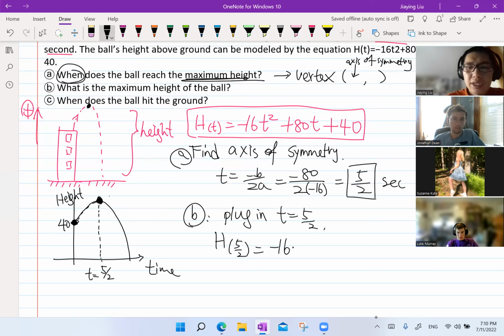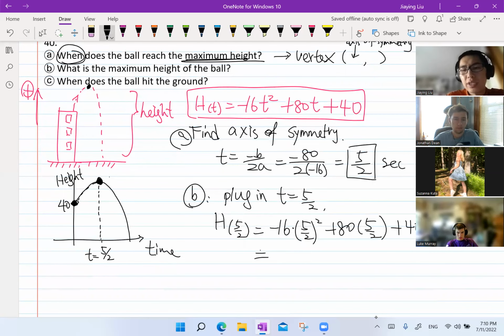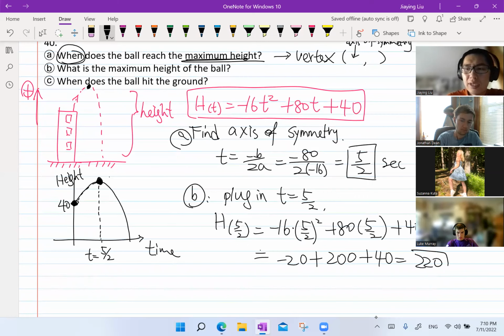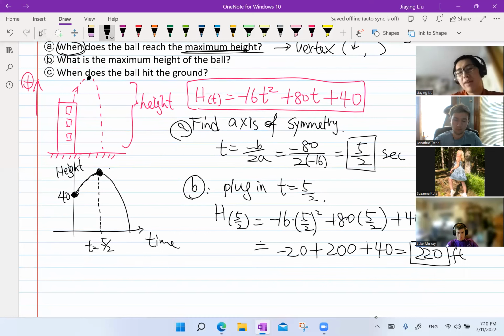h of 5/2 is equal to negative 16 times 5 over 2 squared plus 80 times 5 over 2 plus 40. And if we do the algebra correctly, we should be able to get the height, which is going to be negative 20 plus 200 plus 40. So we get 220. Double check my math, it might be wrong. So that's the height corresponding to the axis of symmetry, the y coordinate of the vertex, and this is my maximum value. Because we know the graph is opening downwards, we have a maximum. So that's the maximum height.